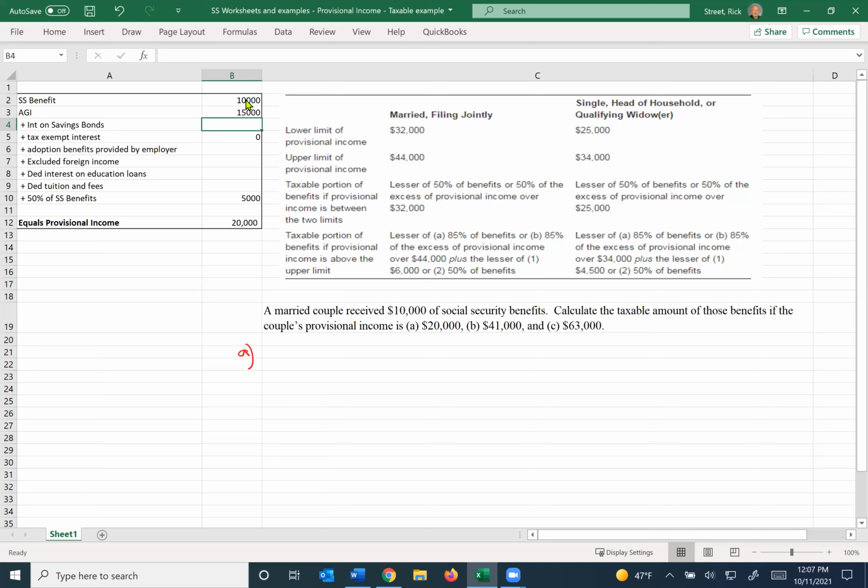with 20,000 of provisional income, how much of that 10,000 is going to be taxable? So this is a married couple, so we look at married filing jointly. The lower limit of provisional income is 32,000. So anything less than that means that the Social Security benefit is not taxable. So in this case, the 10,000 benefit is not taxable.